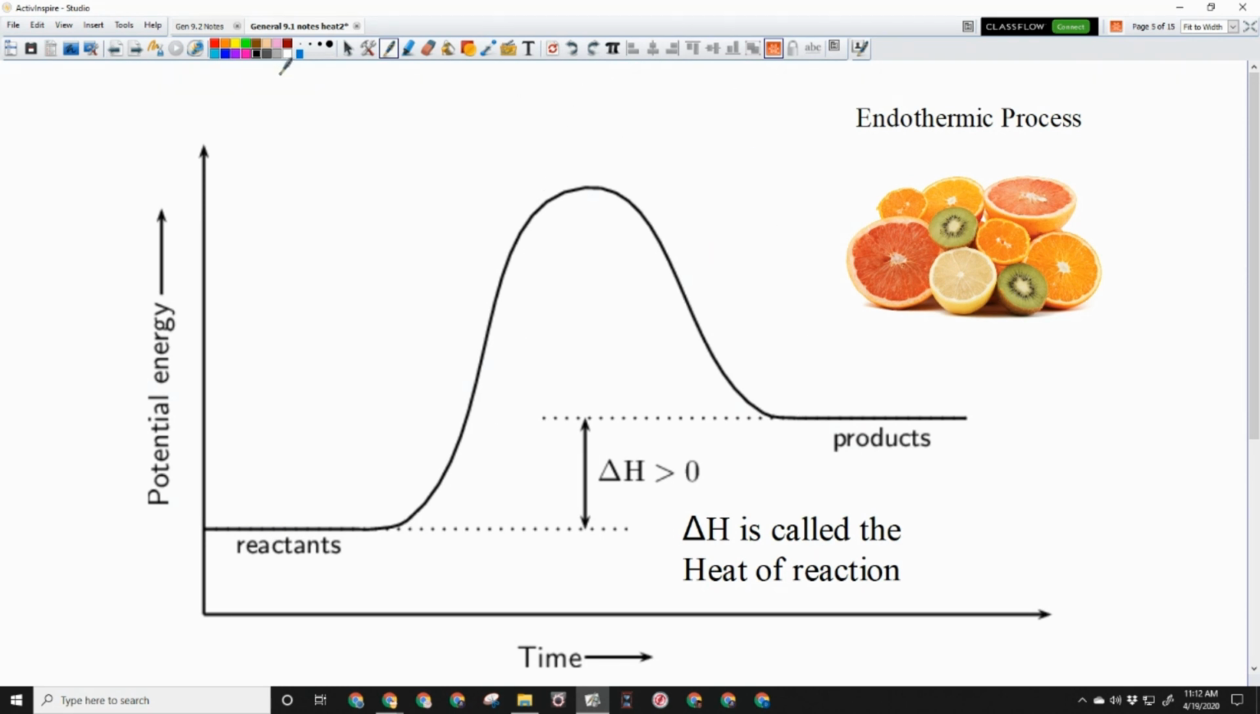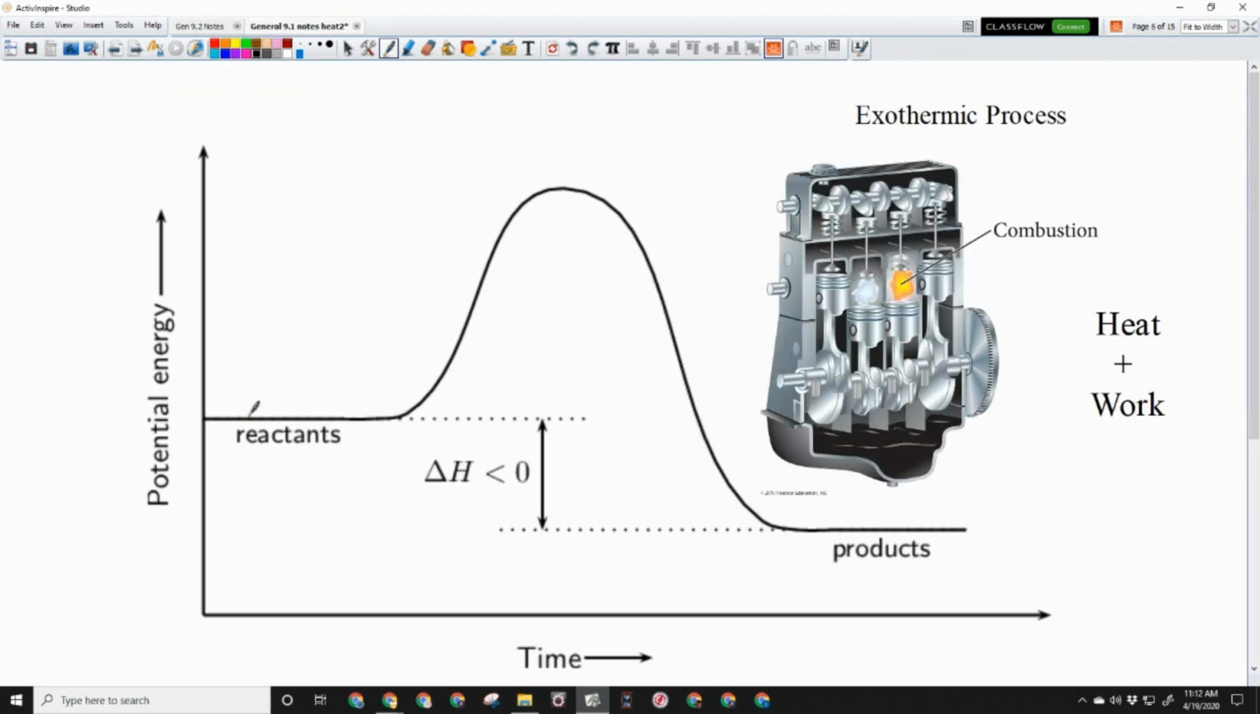So in an endothermic process, you start with a certain amount of energy and you end with more. In an exothermic process, you start with the amount of energy, and when you end, look, it has less energy. So if we continue this line across, we're going to end up with less energy because this heat has left the system. Okay, and so the change in enthalpy, or the heat of the reaction, is a number less than 0, or a negative number.